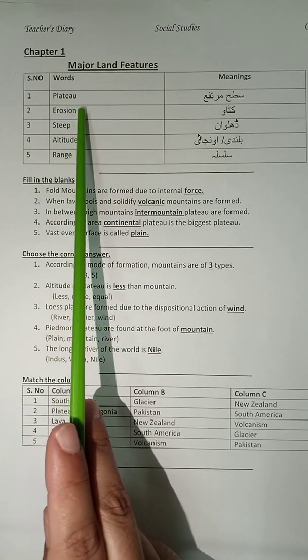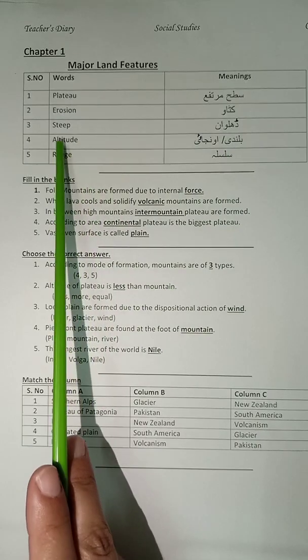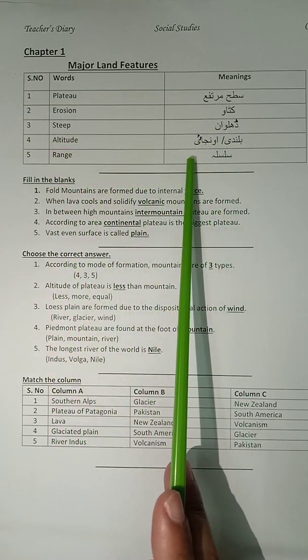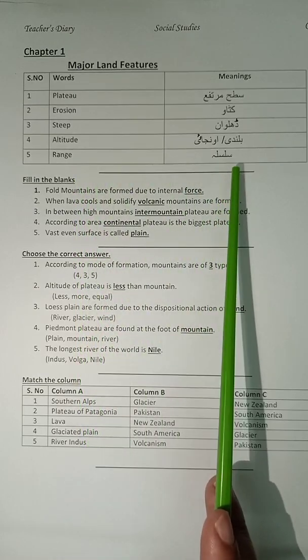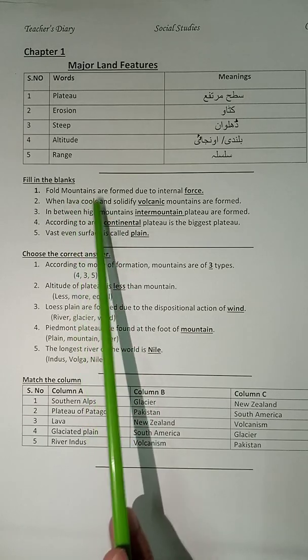Okay, the word number 1 is plateau, satah murtafa, number 2 erosion, कटाव, number 3 steep, दहलवान, number 4 altitude, बुलंदी या ऊंचाई, number 5 range, silsila. Now draw a finishing line. Now ready a new page for fill in the blanks.